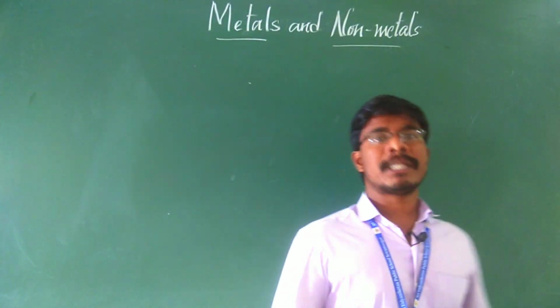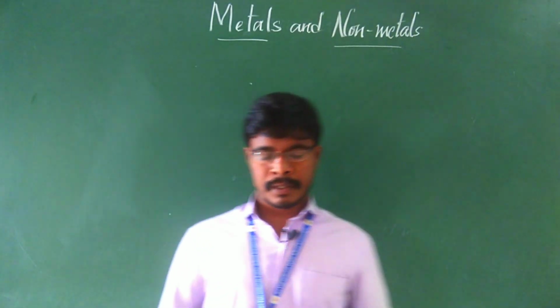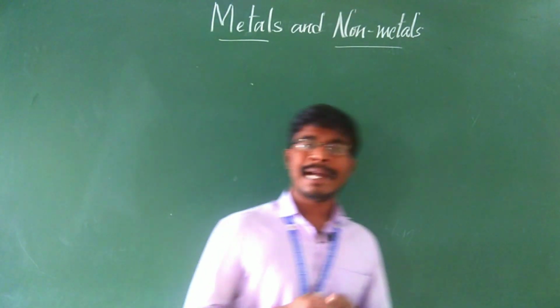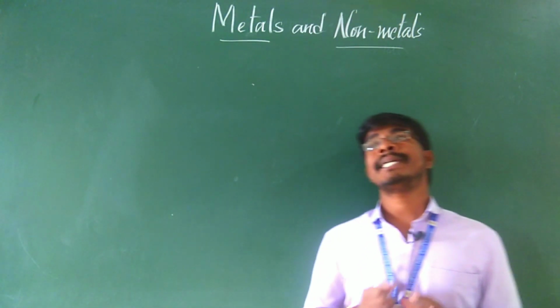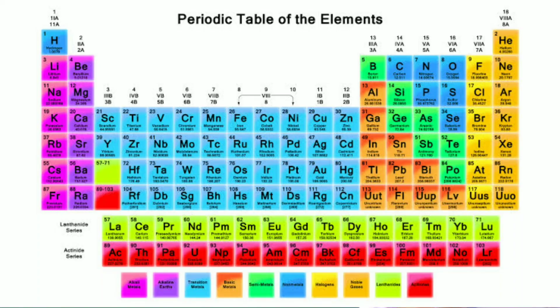Today we are going to discuss the new topic. It is metals and non-metals. Before going to the topic, as you know, nearly 118 elements are present on our earth. Each and every element has its own property. Based on their character, these elements have been arranged into different groups. Those groups in the periodic table are metals, non-metals, metalloids and noble gases.